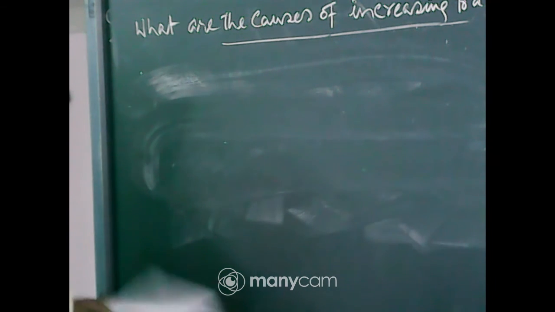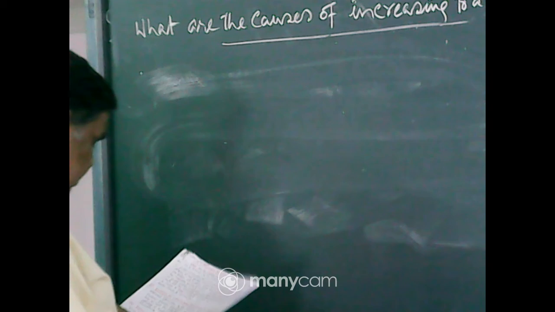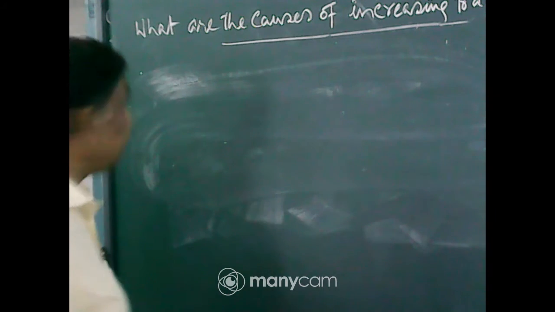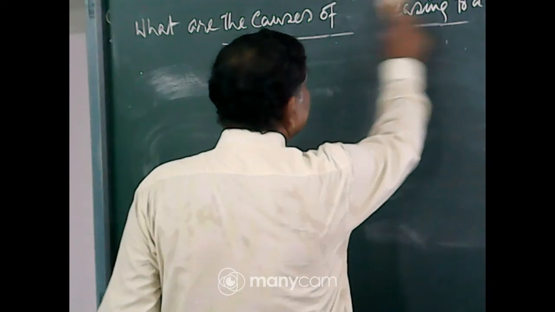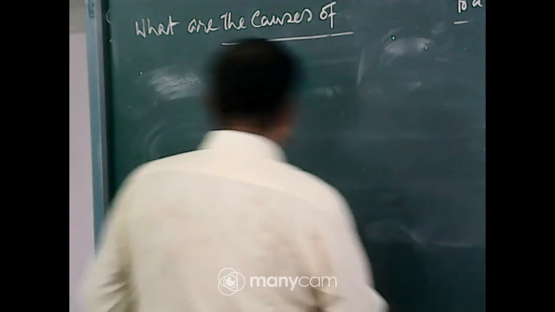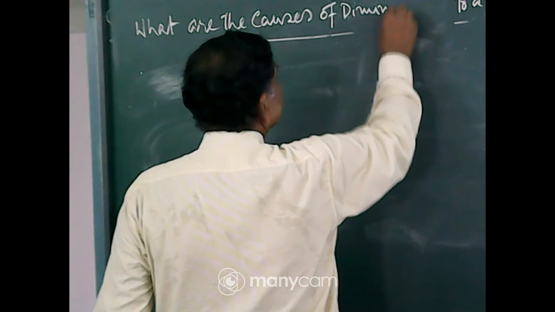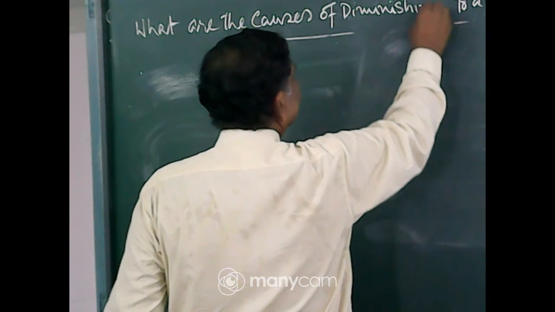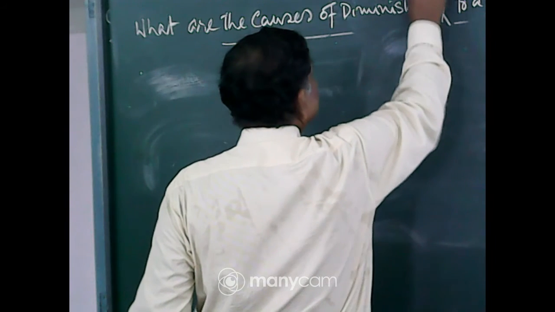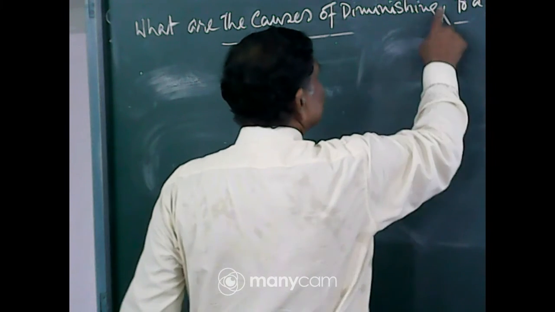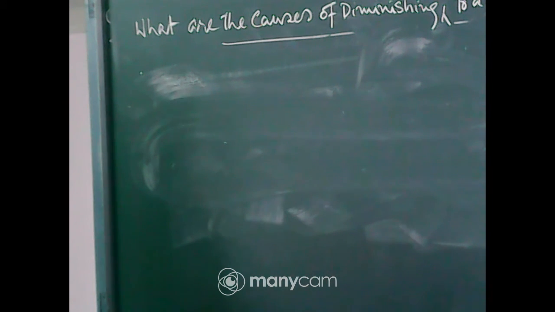Now, the next question is, causes of diminishing returns. What are the causes of diminishing returns to a factor? The same question, only increasing return. In place of increasing return, it is diminishing return.